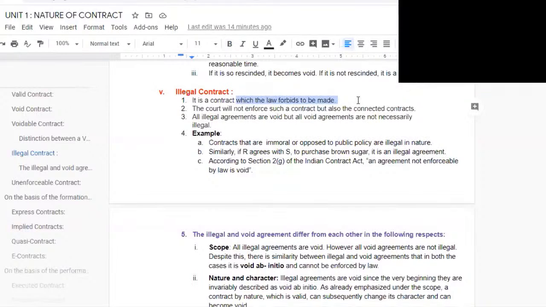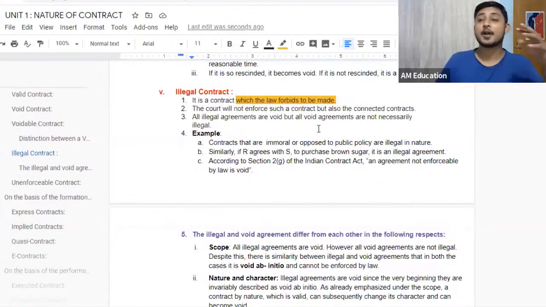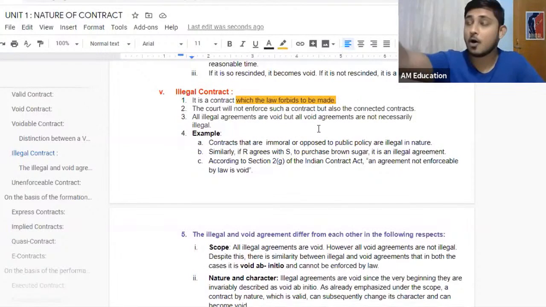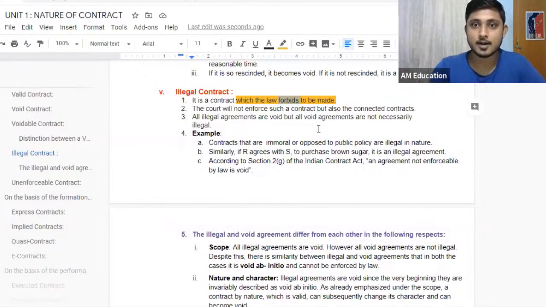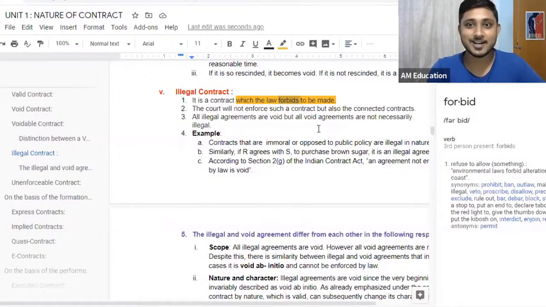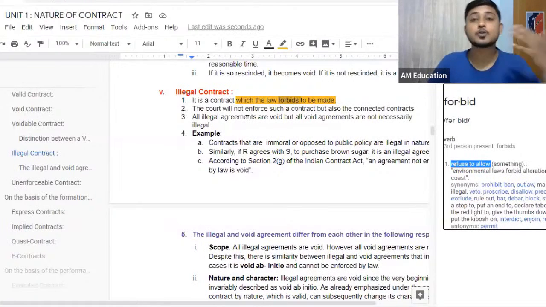Very important terms that you should be knowing. So what are illegal contracts? These are contracts which the law forbids to be made. What is forbidding? I'll tell you the real meaning of it. Refusing. Exactly. Refuse to allow. So the law refuses to allow such contracts to be made. In the first place, it should not have been made.